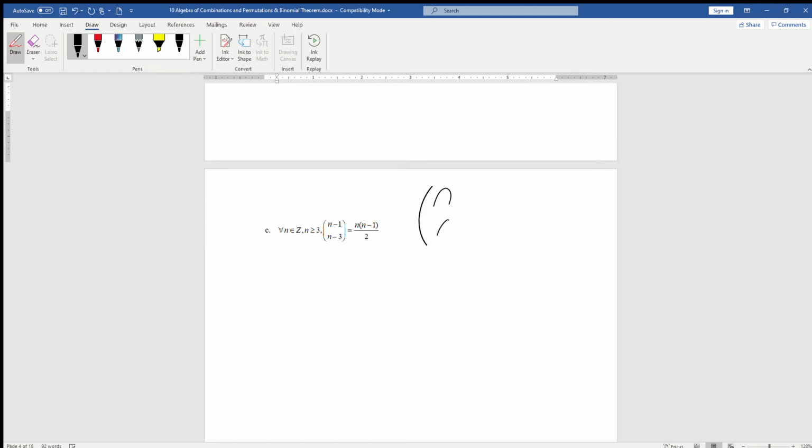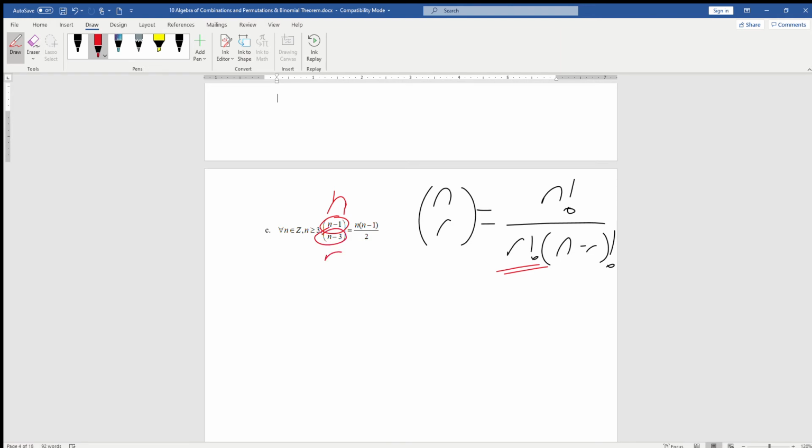You may recall that the formula for n combination r is n factorial divided by r factorial times n minus r factorial. The only difference between combination and permutation is that we now have a new factor in the denominator, that r factorial. We're going to start by defining n to be n minus 1 in the equation to the right, and we're going to define r to be n minus 3. And we're just going to do some substitution.